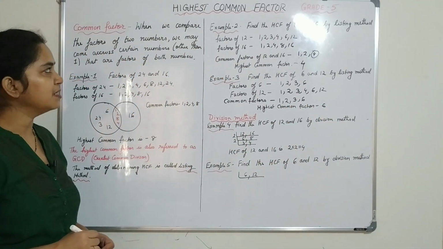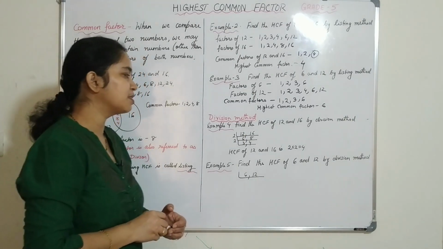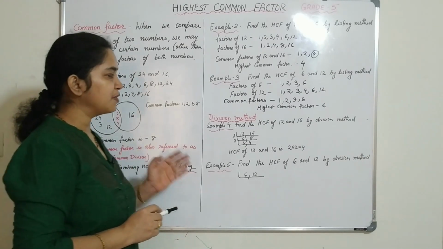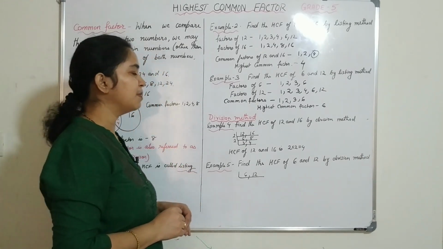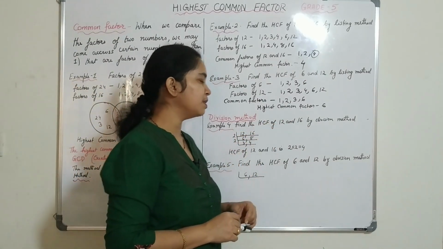Now we will find the highest common factor by the division method, and we will see here the same numbers are given and we have to find the highest common factor using the division method. So find the HCF of 12 and 16 by the division method.